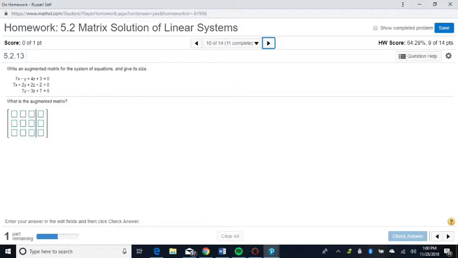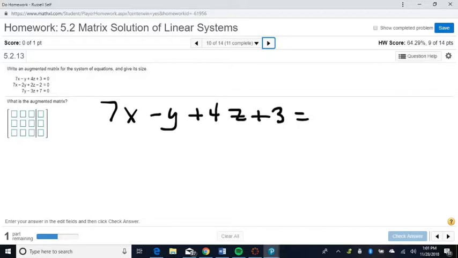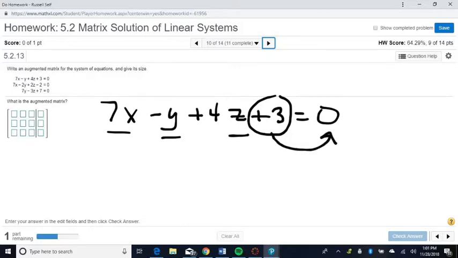Now, when you look at this one, there's something wrong with this one in the beginning. And that is that things aren't lined up. It's 7x minus y plus 4z plus 3 equals 0. Well, that ain't the way things work. Our x's, y's, and z's should be on one side, but that 3 needs to be on the other side of the equal symbol so that we can put it in the right place in our augmented matrix.